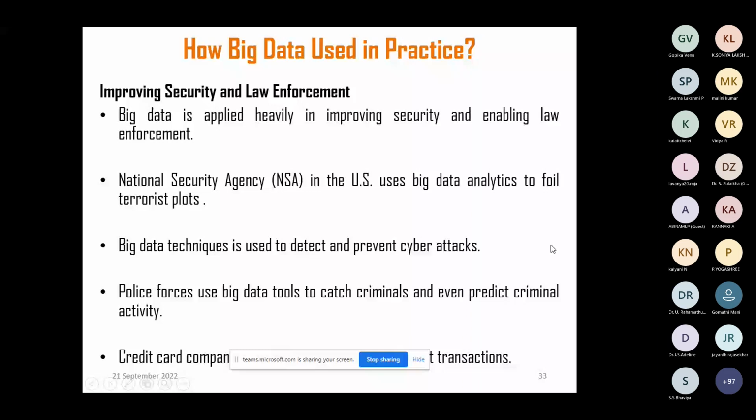Even many banks, for example top banks, have adopted this technology to predict whether a credit card could be issued to a particular customer or not. That type of analysis is being carried out, for which they have used big data technology.